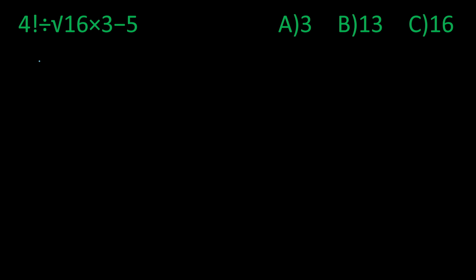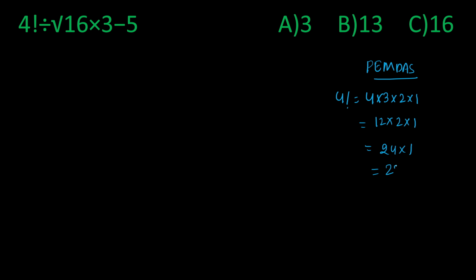Time's up. Now we will solve this with the help of order of operations. Here we can see this factorial value. 4 factorial is nothing but 4 times 3 times 2 times 1. That is 4 times 3, 12, times 2 times 1, and 12 times 2 is equal to 24, times 1, which equals 24.